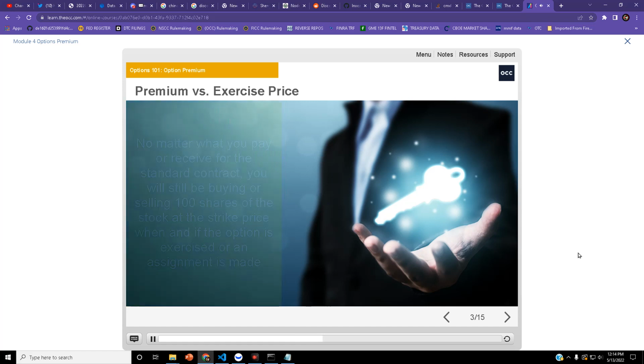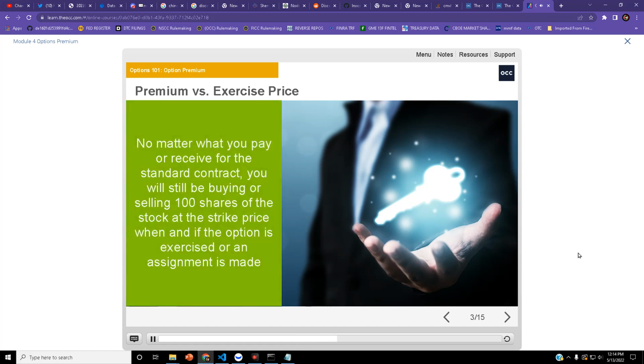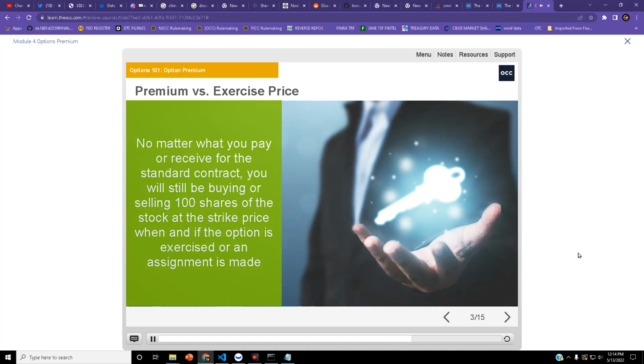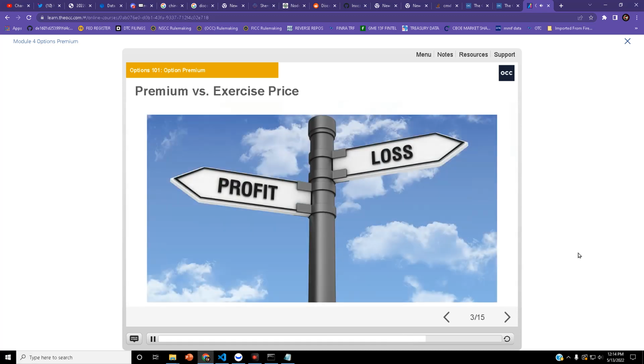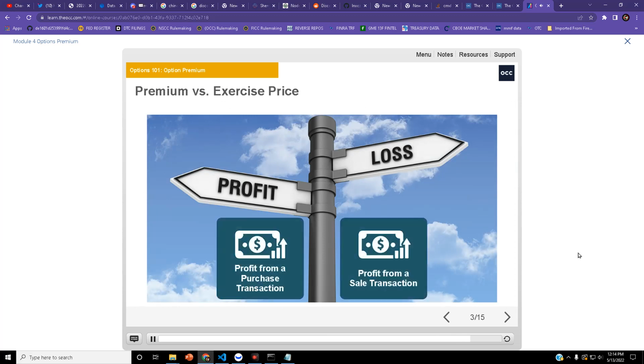In other words, no matter what you pay or receive for the standard contract, you will still be buying or selling 100 shares of the underlying stock at the strike price when and if the option is exercised and/or an assignment is made. However, as option premium directly affects profit and loss, or what's commonly referred to as P&L, let's take a look at how to calculate P&L from a buyer's and seller's perspective by clicking on the examples below.